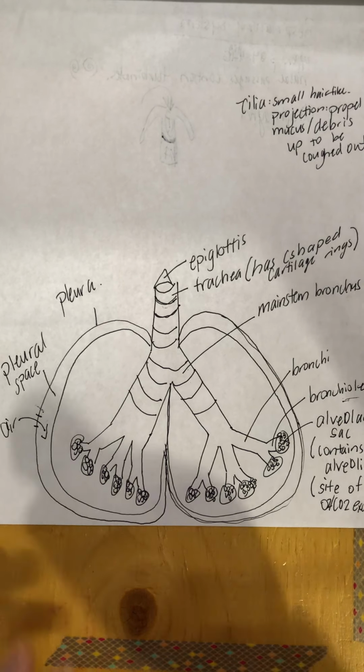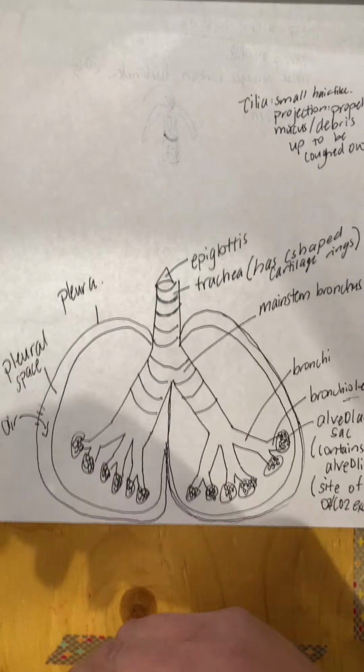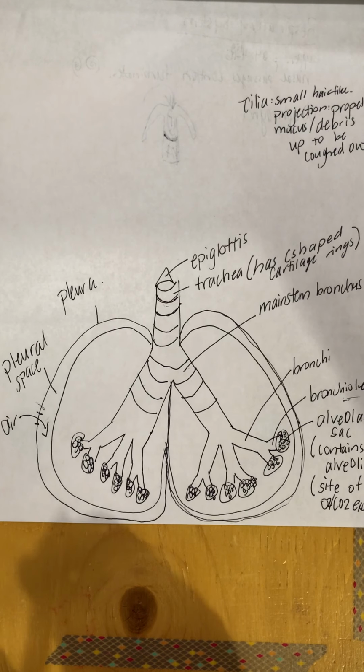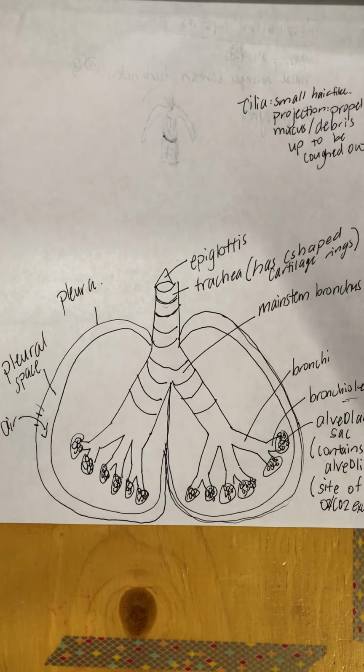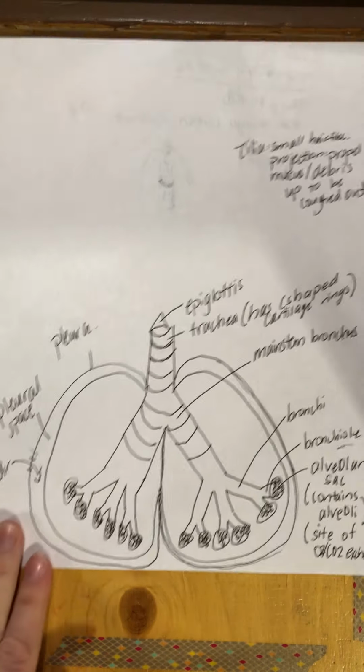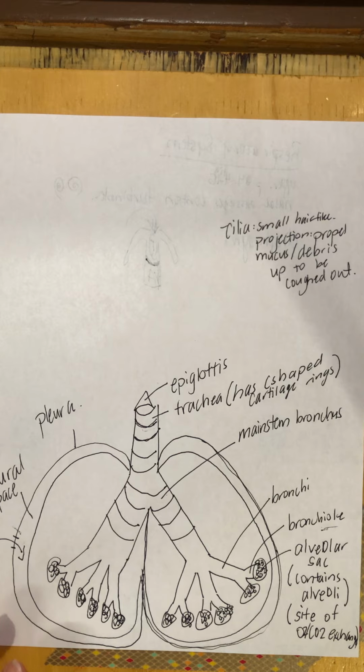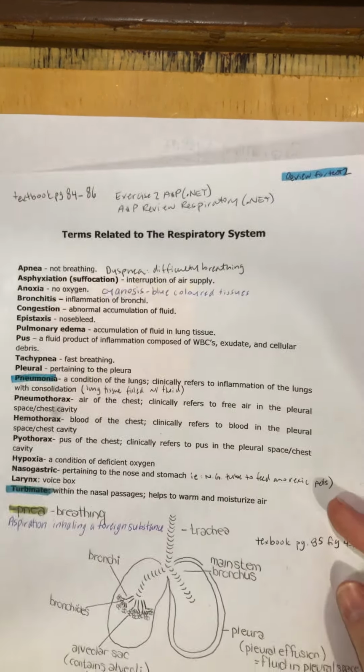Basically, if this pleural space fills up with fluid, blood, pus, air, etc., the lungs aren't going to be able to inflate properly. Okay? So the respiratory system's fairly short. That's all I have for you besides the term sheet. So let's go over the term sheet.